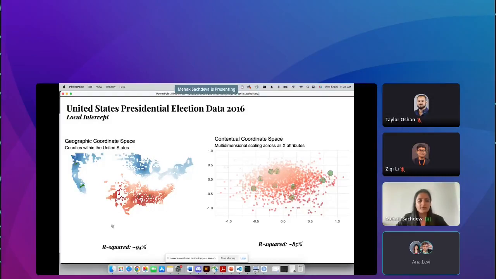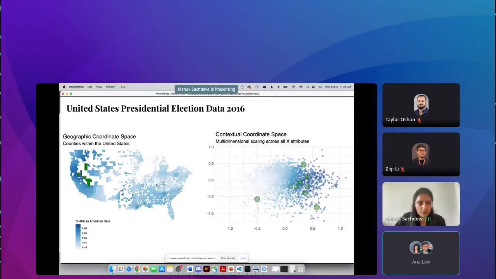On the left-hand side, we see the geographic coordinate space, and this is what the intercept looks like, where given all the attributes of the county to be similar, counties here tend to vote more red, and counties in the northwest, for example, tend to vote blue. And on the right-hand side, you see in the similarity space, the measure is basically not weighting that much, and the scale of the entire process is different, and the entire interpretation then changes.